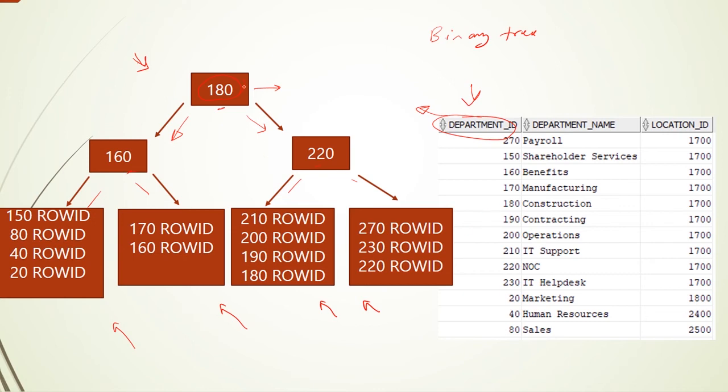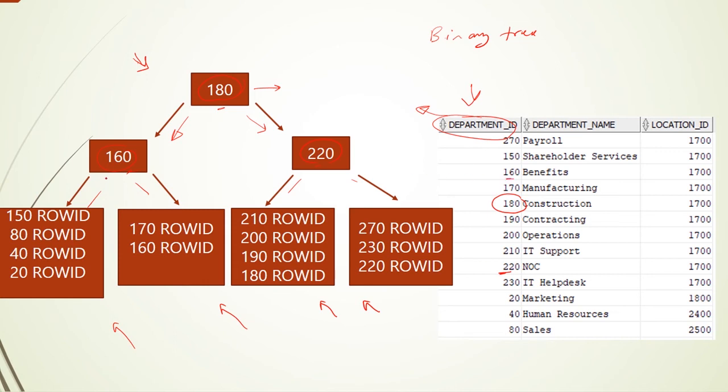So let's assume that the root node contains department ID 180. On the left of the node, it puts departments lower than 180. Let's assume that it puts department ID 160. To the right, it puts departments greater than 180, for example 220. This is 220 and this is 160, for example.